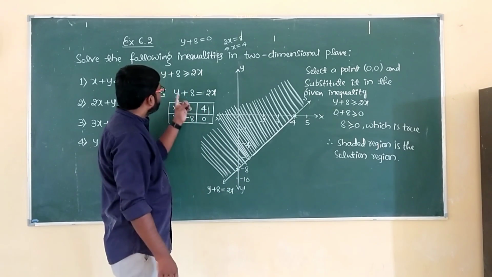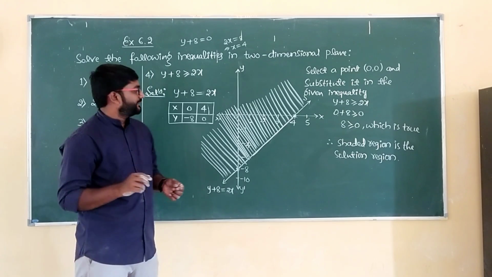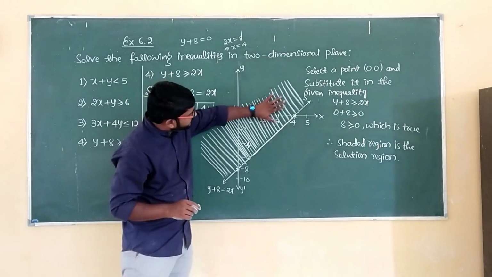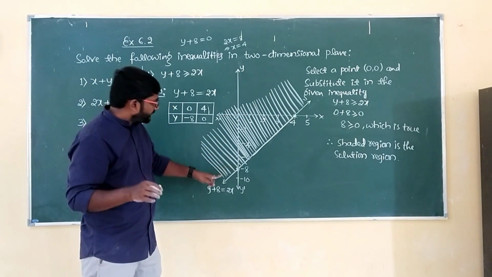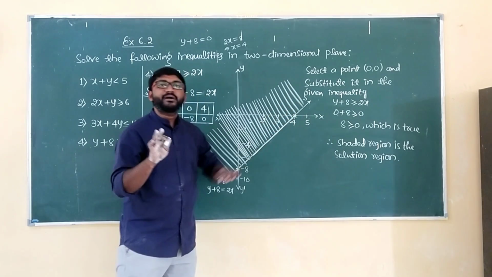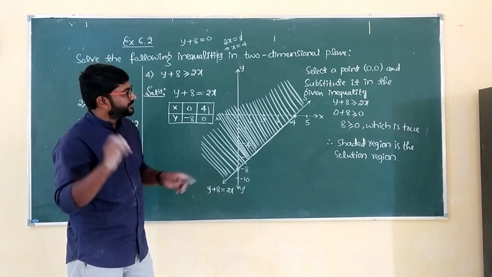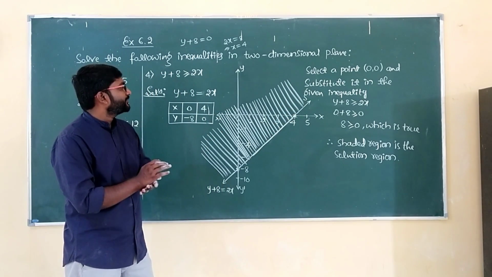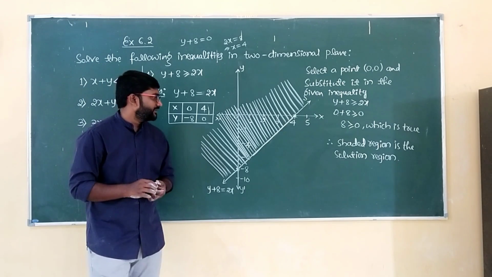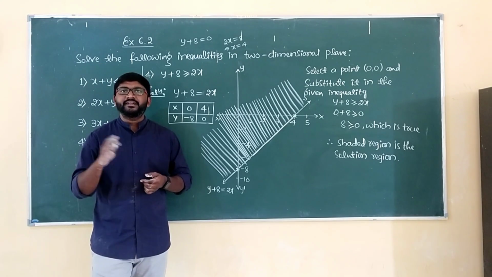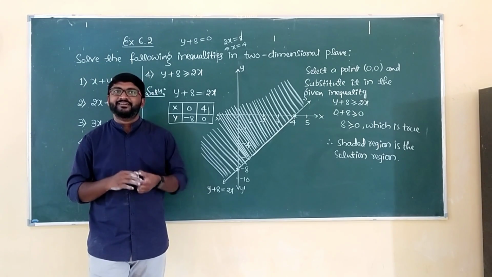Here the inequality is a slack inequality. That means all the points in this shaded region as well as the points on the line are also part of the solution region. So the shaded region is the solution region. This completes question number 4. So note this down, and we'll take up the remaining problems in the next class. Thank you.